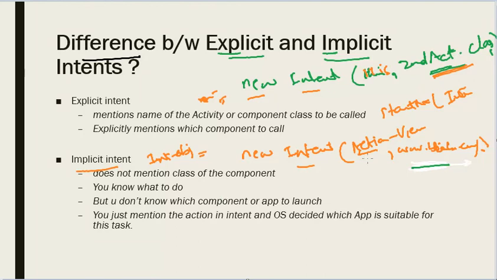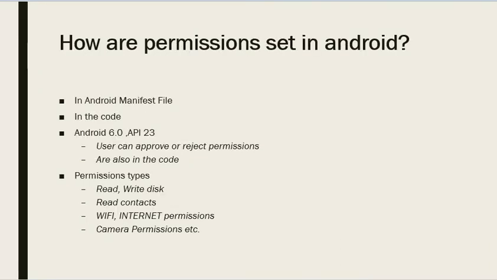You know what to do, but you don't know which component or app to launch. You just mention the action in the intent, and the operating system decides which app is suitable for this task. So that's the difference between explicit and implicit intent.